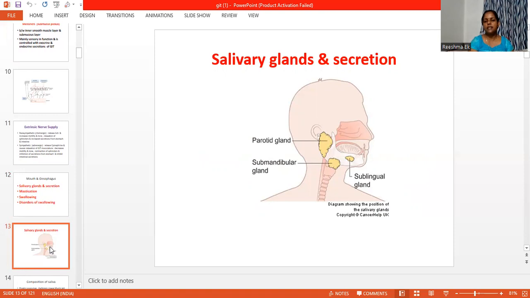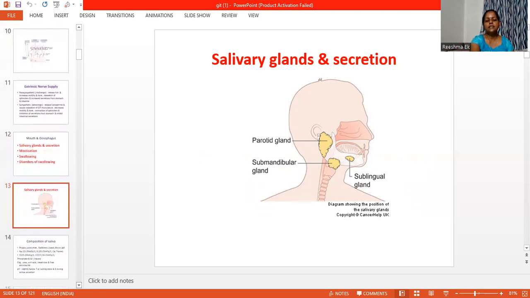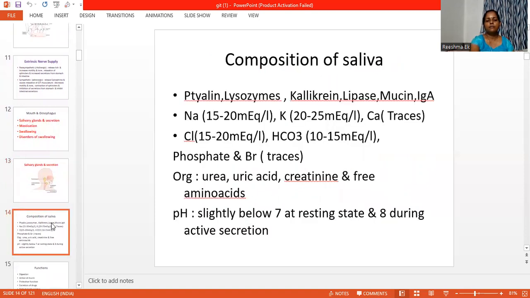Then about the mouth and salivary glands and their secretion. We have 3 pairs of salivary glands in our mouth: 1 pair of parotid gland, 1 pair of submandibular gland, and 1 pair of sublingual gland. So we have 3 pairs of salivary glands. All the glands secrete saliva.